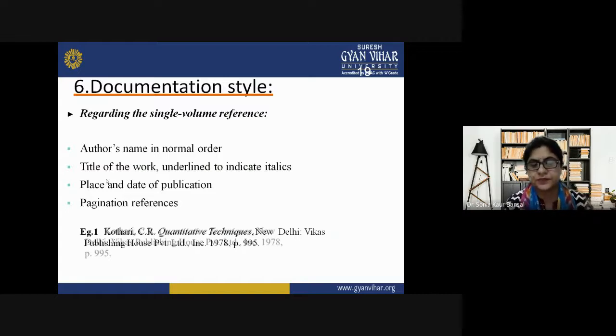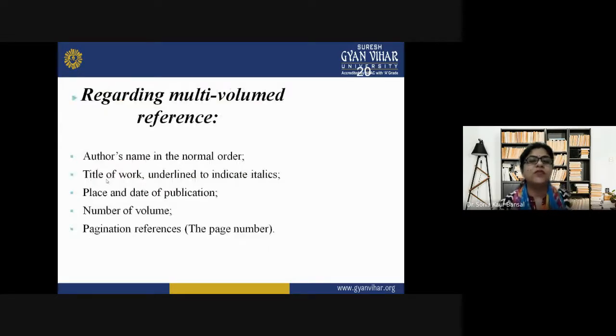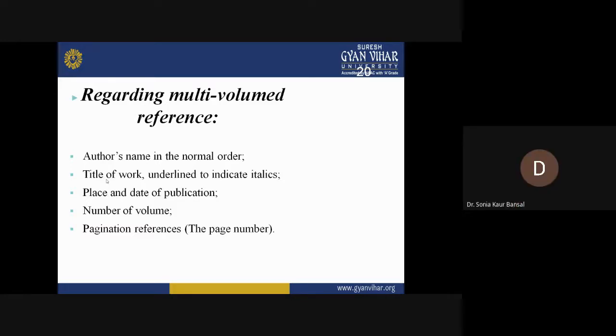Okay, students. Now, regarding a multi-volume reference, this was a single volume and now a multi-volume reference. So the author's name in normal order must be given. Title of the work underlined to indicate italics. Place and date of publication must be given. The number of the volume must be given. Pagination references, the page number, must also be given. So this is how it should be done.